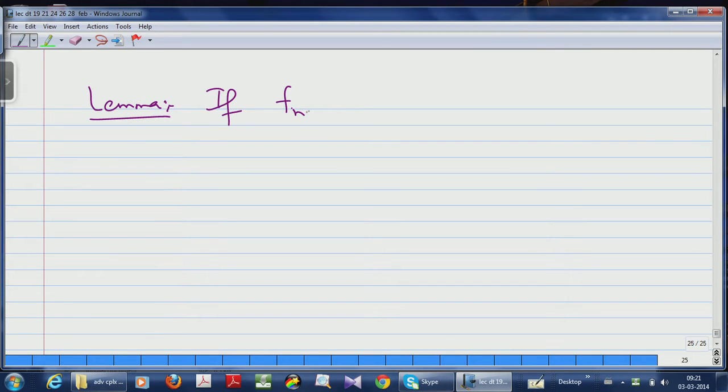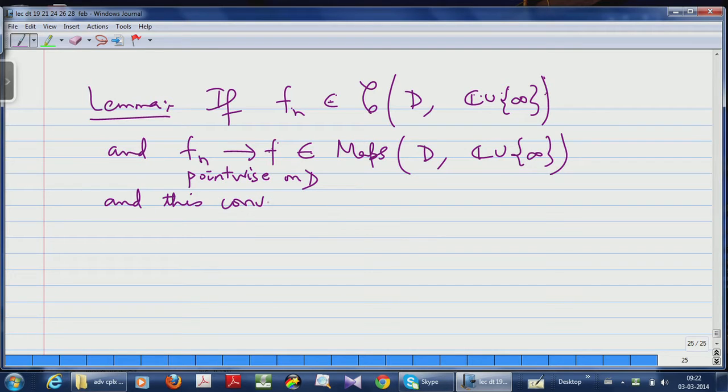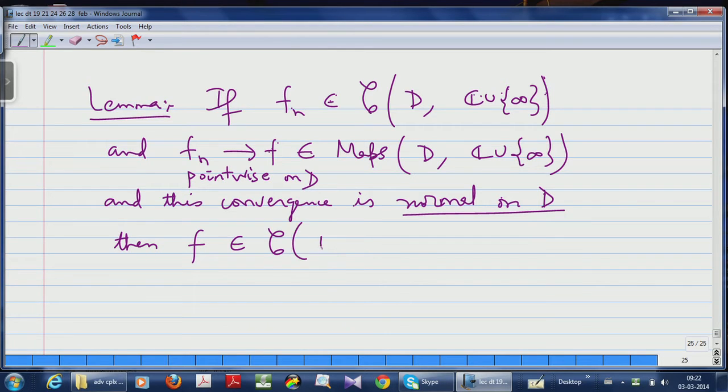If Fn is a sequence of continuous maps from the domain D into C union infinity, and Fn tends to F, which is thought of as a map from D to C union infinity, pointwise on D, that means Fn of Z tends to the value F of Z as n tends to infinity for each Z in D. And this convergence is normal on D, then F is also a continuous map from D to C union infinity.